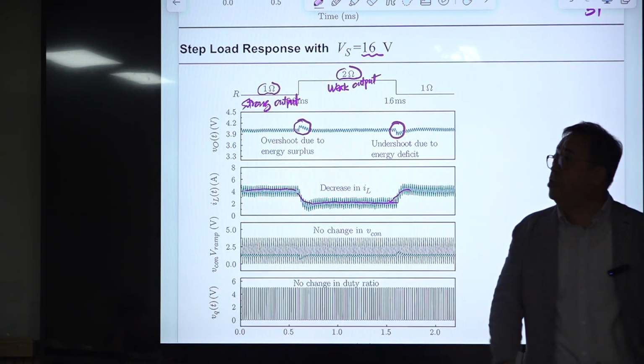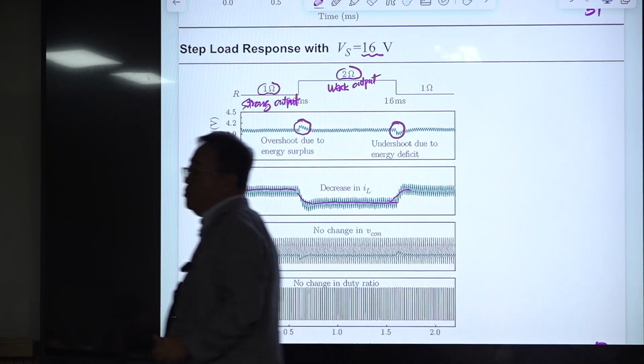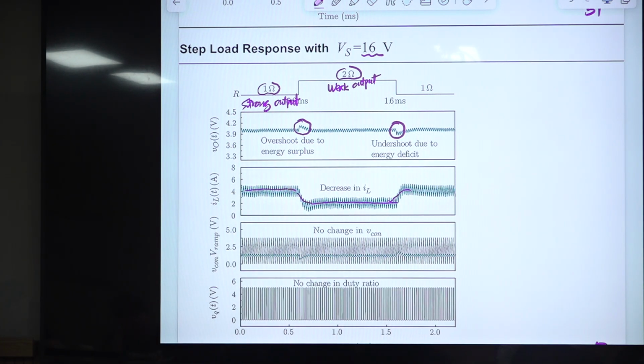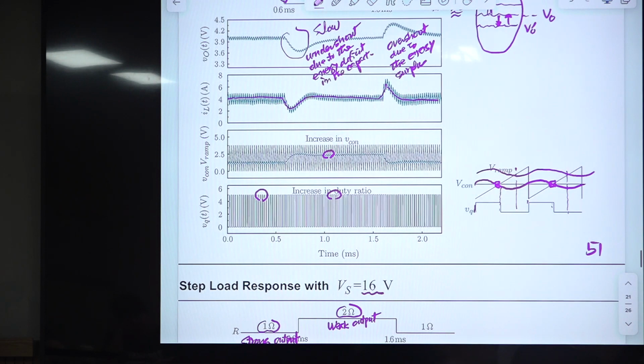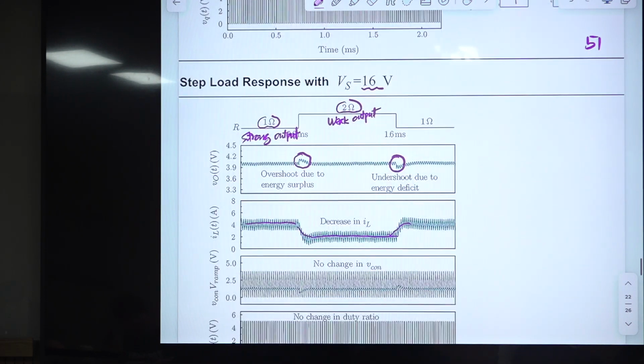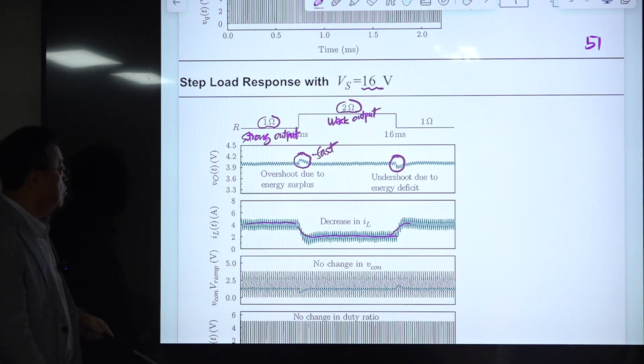Okay, but this is fast compared to the previous one. Response of this is fast, much faster, right? There is a reason for this. We'll study this later. Okay, this is another action. This is the inevitable consequence of the compensation design. So this is fast. The previous one was slow, right?